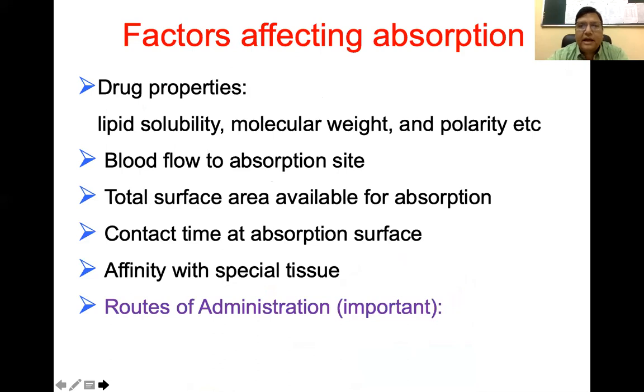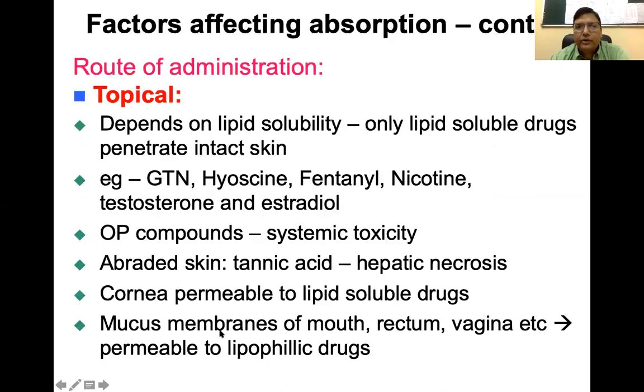Then the factors which are going to affect the absorption. First is the lipid solubility: the more lipid soluble, the more the absorption. Molecular weight: small molecular weight substances are more absorbed. And polarity: less polar drugs are more absorbed. Then the blood flow to the absorption site: the more the blood flow, the more the rate of absorption. Total surface area available for absorption: the more the surface, the more the absorption. Contact time at the absorption site: the more the contact time, the more the absorption. Affinity: the more the affinity, the more the drug will remain bound to that tissue. And then the route of administration, how we are going to administer.